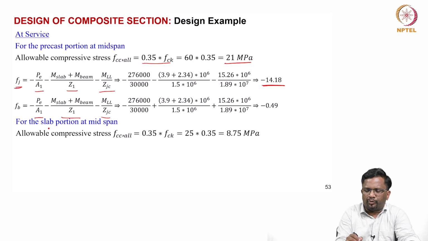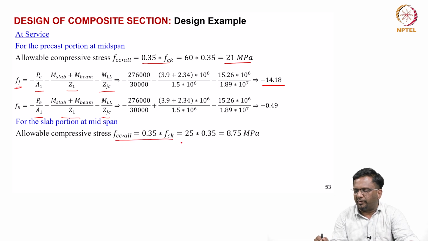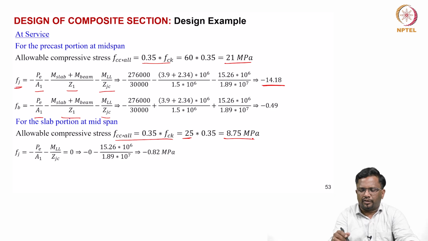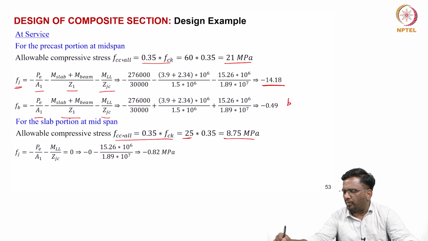Now, this is for the precast portion at the midspan. For the slab portion at midspan, the allowable compression is 0.35 times FCK. The FCK for the slab is basically 25. So, 8.75 is the limit. Now, let us look at it. These are the stresses at the bottom, at the bottom of precast.